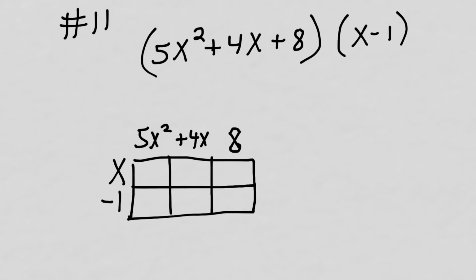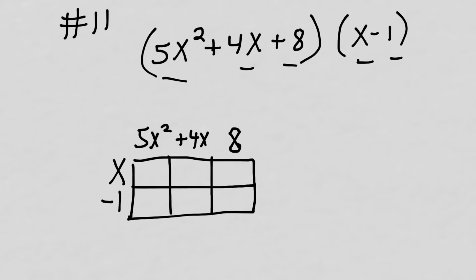All right, number 11 is a little different animal. It's a trinomial. Trinomial means three different terms times a binomial, which is two different terms. I would definitely strongly suggest making this a box method. You start getting a lot of numbers flying around, and it's the best way of being like a mathematical accountant, keeping track of things.